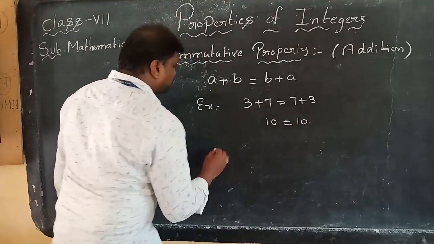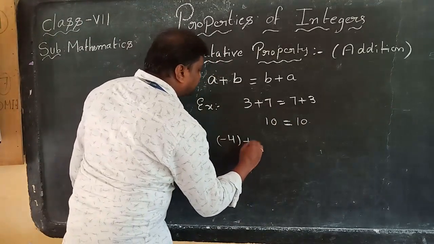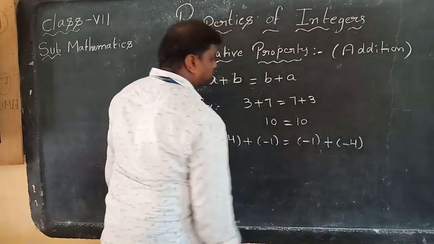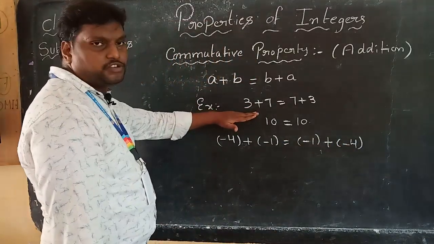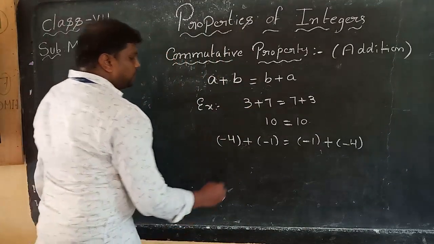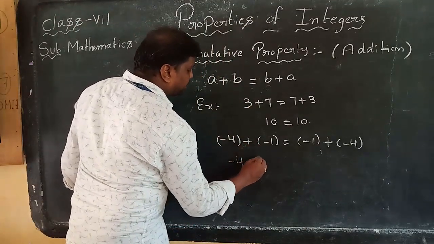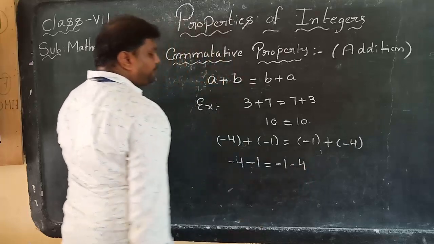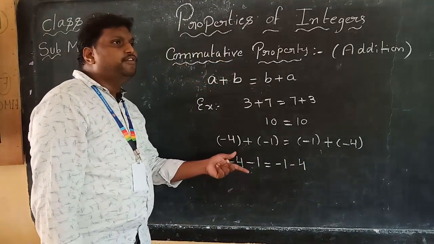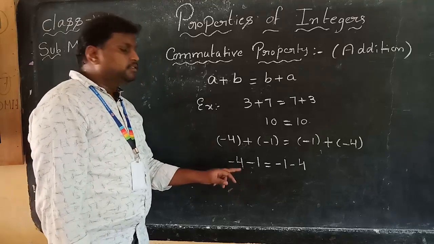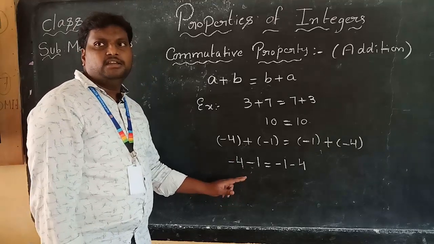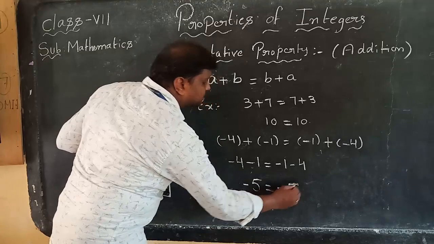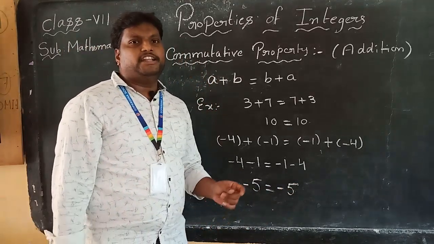One more example. Minus 4 plus minus 1 is equal to minus 1 plus minus 4. Here I am taking two negative integers. Minus 4 write as it is, plus into minus, minus 1 is equal to minus 1 write as it is, plus into minus, minus 4. We already know the sum of two negative integers is addition, and we apply the same symbol, so minus 5 is equal to minus 5. This commutative property under addition is verified.